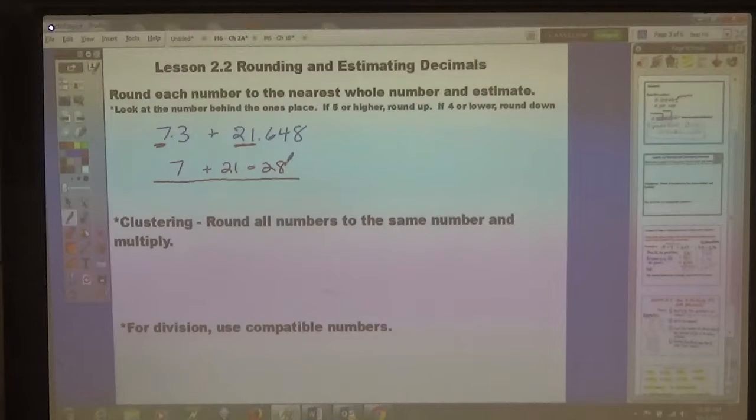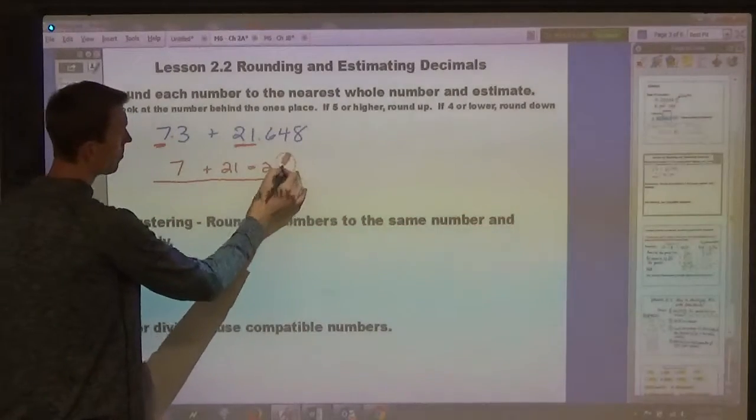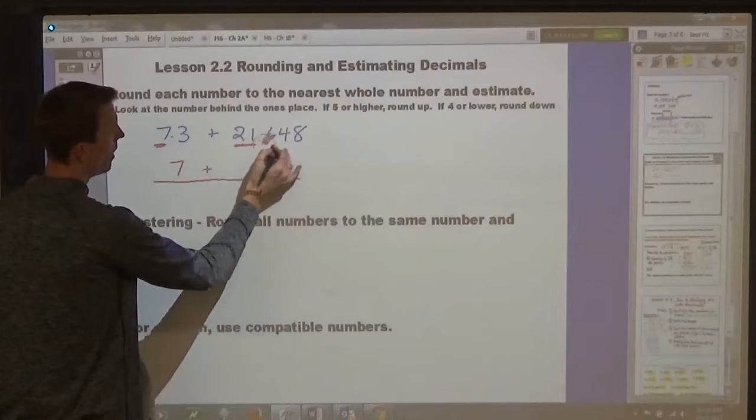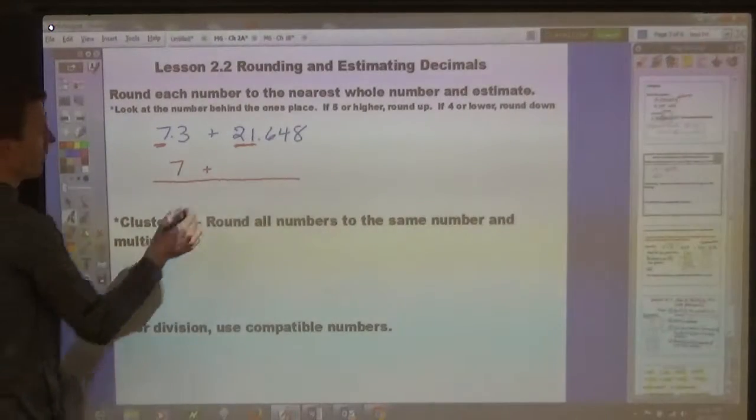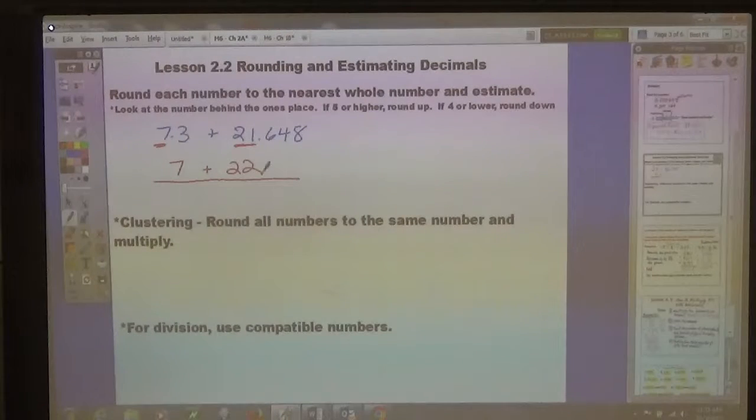Allison? If you can do, why can't you do 7 plus 22? Oh, you could do 7 plus 22. I guess if you rounded it, yeah, that's a good point. If you rounded this up to the nearest whole number, then it would be 7 plus 22. Okay?